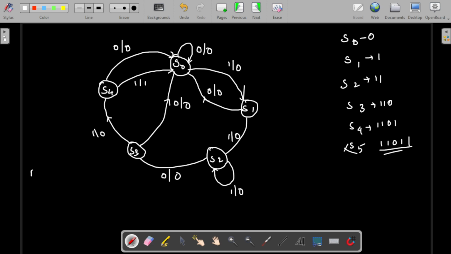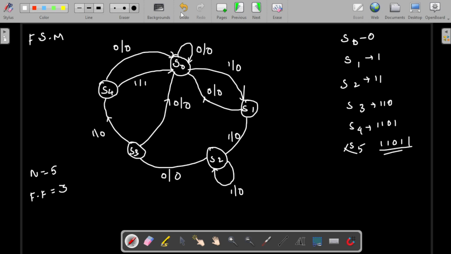The number of states n is equal to 5, so the number of flip-flops required is 3. Now you can write a table with present state, next state, input and output, use any kind of flip-flop, and even draw the circuit. That is not needed, since they ask us to draw only the finite state machine diagram, which we have done. So this is for the non-overlapping sequence.